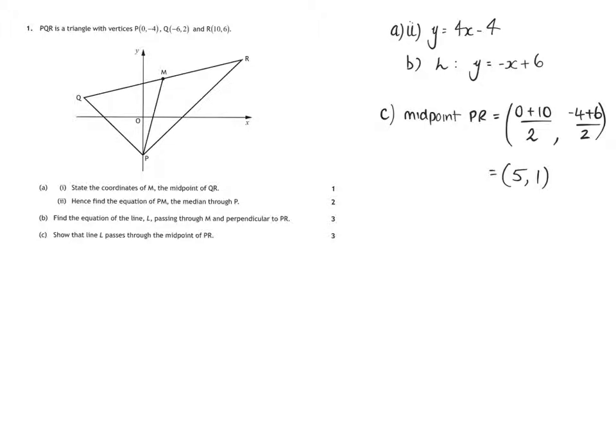Okay, so to prove that that point goes through that line, if we have the equation of L, which is y equals negative x plus 6, we can substitute in one of our points, so x is 5, so therefore y equals negative 5 plus 6, which is 1, therefore it passes through the midpoint.